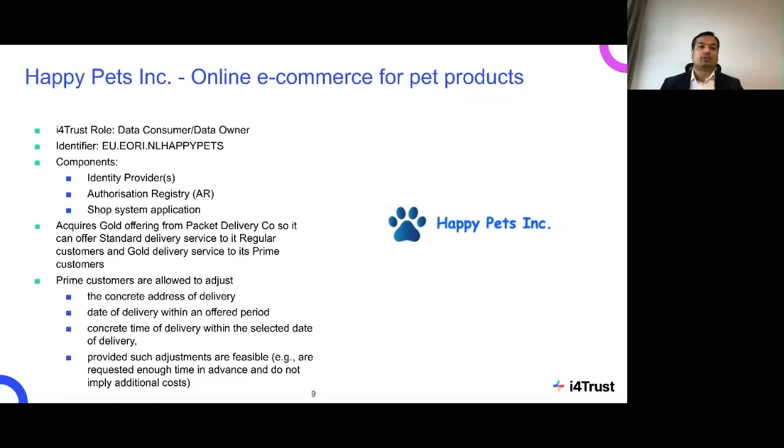Of course, Happy Pets Inc. also provides two types of services to its customers. They have a concept called Prime customers. Prime customers get the benefits of the gold delivery, and the regular customers of its e-commerce website don't get the advantage of gold delivery flexibility. So there are two types of customers that it can serve, right?